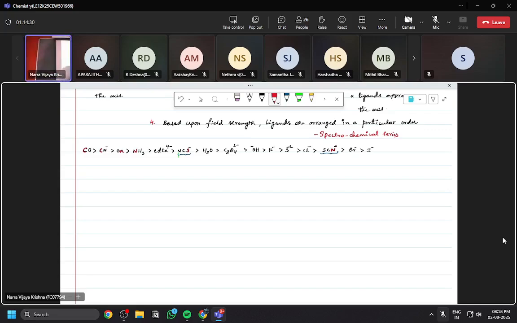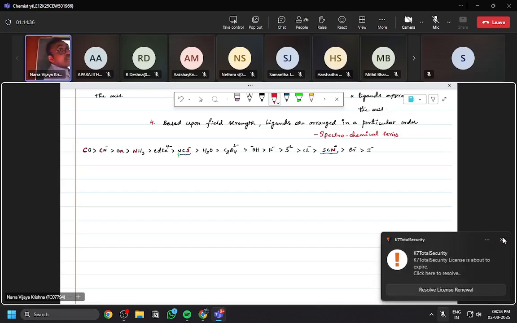In isothiocyanide, nitrogen is the donor. Here sulfur is the donor, thiocyanide. If sulfur is the donor, it is a strong field ligand. If nitrogen is the donor, it is a weak field ligand. Only in the case of isothiocyanide and thiocyanide will there be a difference. The remaining all follow the order: carbon and nitrogen donors are strong field, remaining cases are weak field ligands. Clear? So only remember these two. So point number 4 is over.